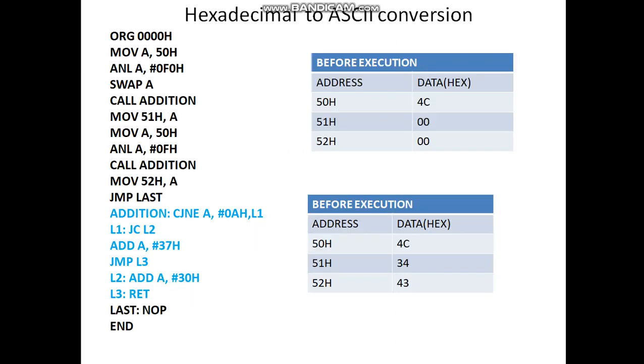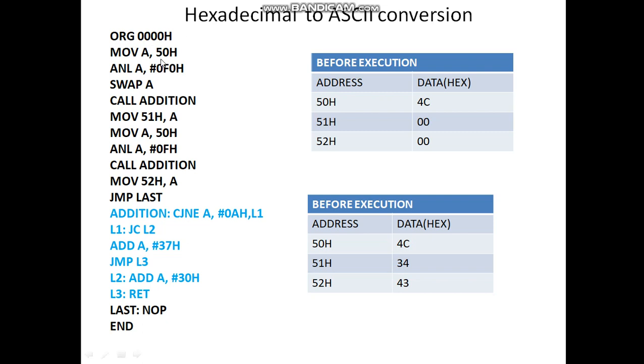Let us look into the programming part. Since we unpack the digit and then compare this, it is better to write the program using subroutine. So in this program, subroutine logic is being used. ORG 0000H indicates that the program starts from 0000H location in the code memory or program memory. The input is taken in 50H location.